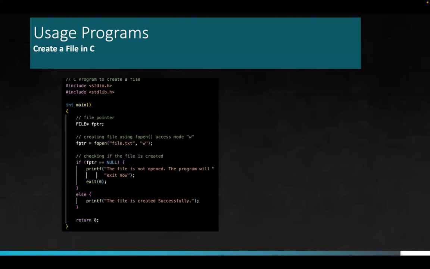As I said, if the file is already there, it just overwrites the file. If the file is not there in the current working directory, it creates a new file and writes the data into it. If it is able to open the file in the current working directory, then the content gets accessed and assigned to this file pointer, and it is able to create the file successfully. If it is not able to create, then it provides a null pointer. It throws an error stating that the file is not open and the program will exit now, and it's a forced exit.